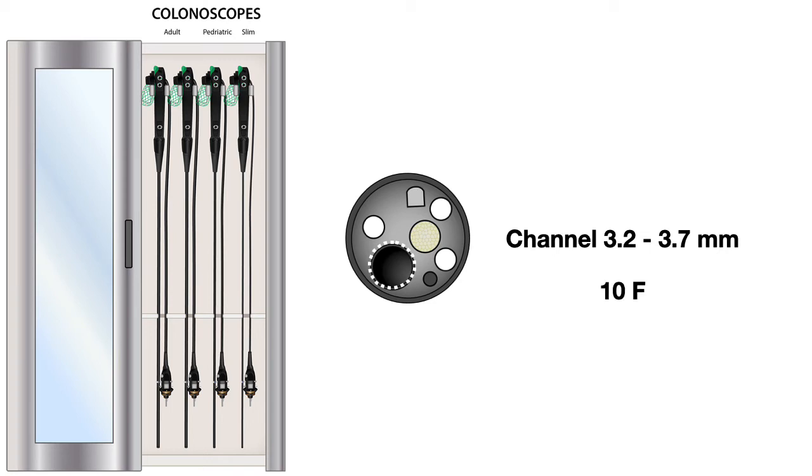So if you go with a smaller channel scope, you may have difficulty clearing the clots and having a good exam, and once you find the source of bleeding, you may be at a disadvantage in controlling the bleeding. So pick up a scope with a larger channel, anywhere between 3.2 to 3.7 millimeters.